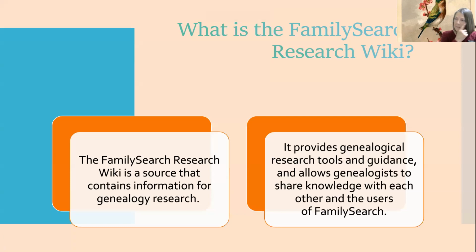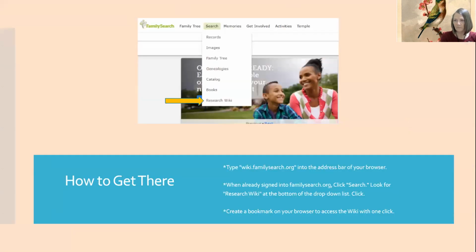Okay, so let me just start again by reiterating what the FamilySearch Research Wiki is. It's a source on the FamilySearch site that contains information for doing genealogy research. It has research tools, guidance, resources. Genealogists can also go on to the Research Wiki and become contributors to share knowledge with each other and other users of FamilySearch. So we're going to talk a little bit about that today.